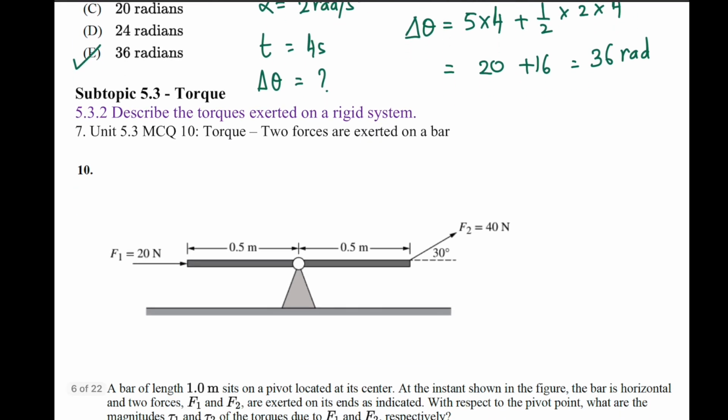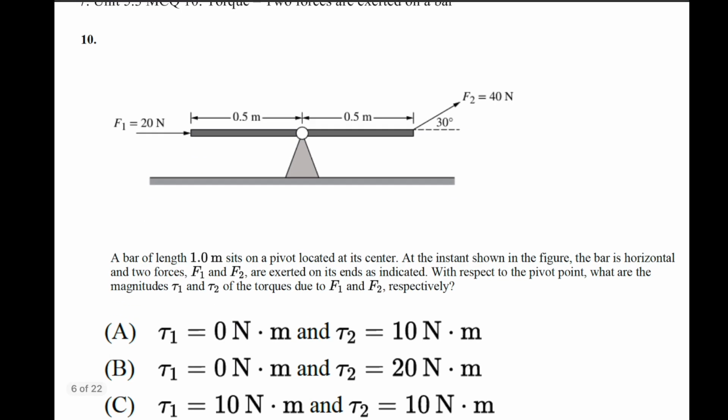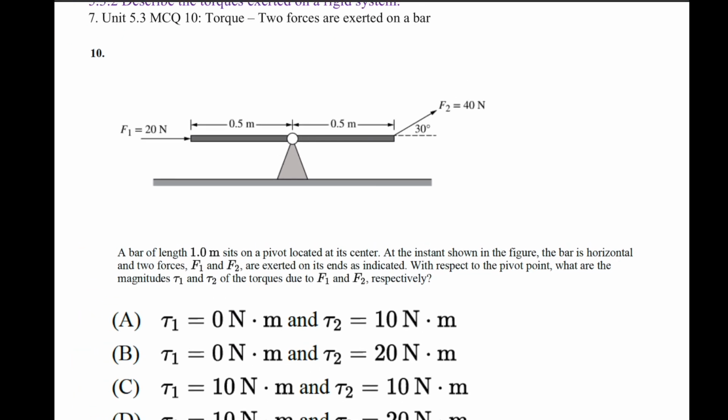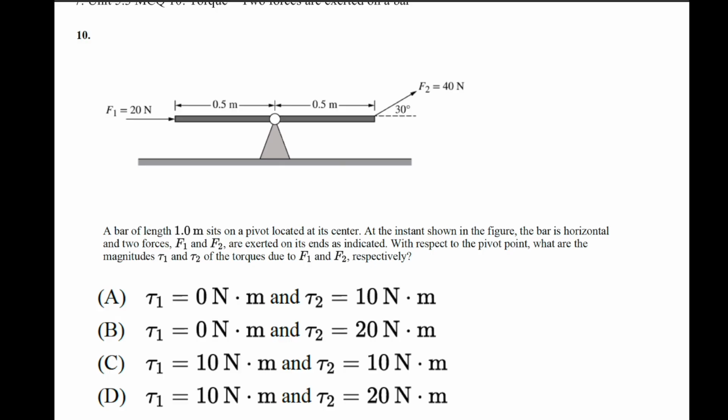Okay, next question is based on torque. We have got a diagram here. A bar of length 1 meter sits on a pivot. This is the pivot, located at its center. At the instant shown in the figure, the bar is horizontal and two forces F1 and F2 are exerted on its ends as indicated. We can see there is one force F2 here and one force F1 here.